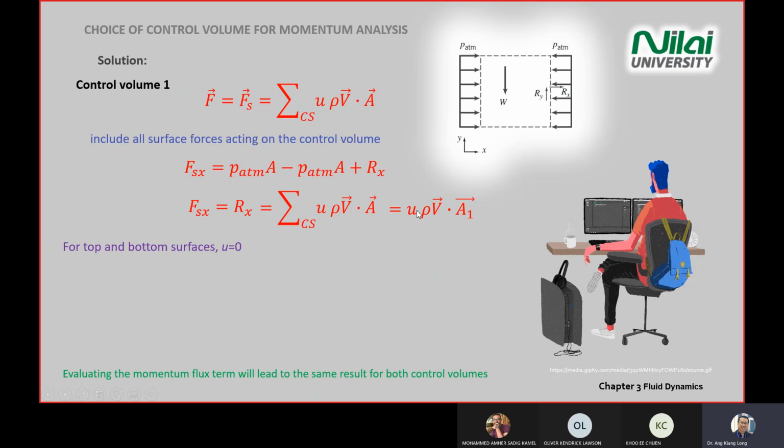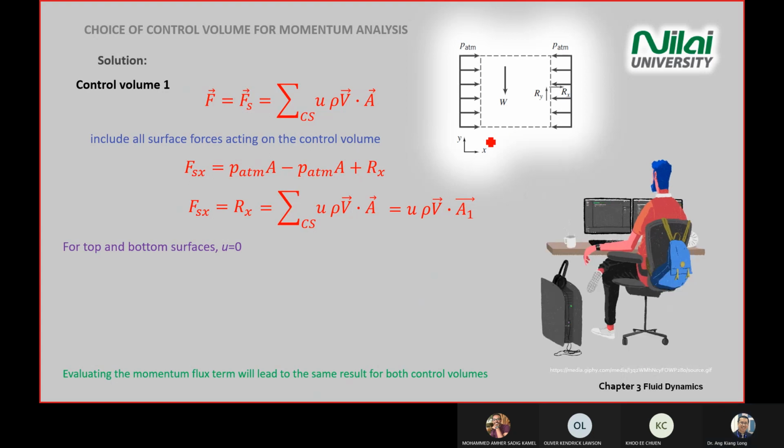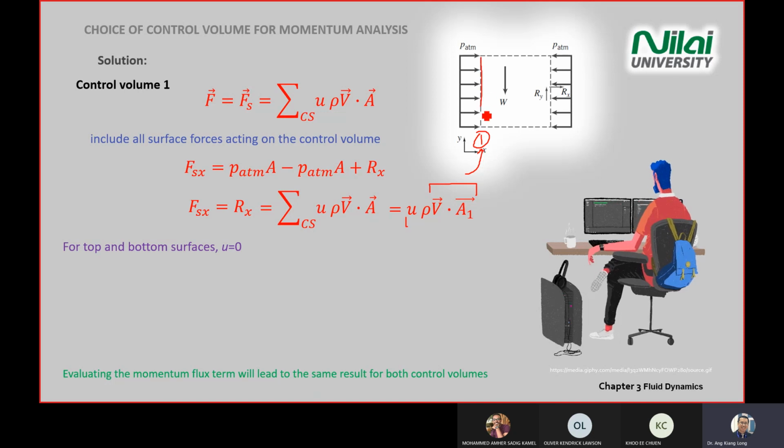The next one, you have u rho V dot dA1, which is position number 1 here. So let me ask this question to Ku. Let's say this is position 1. What do you think the product of V dot A is at this location or along this line? Will you get positive or negative? The dot product, V vector dot A vector. What do you think, Ku?